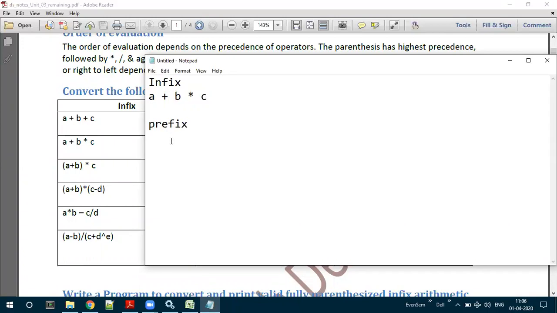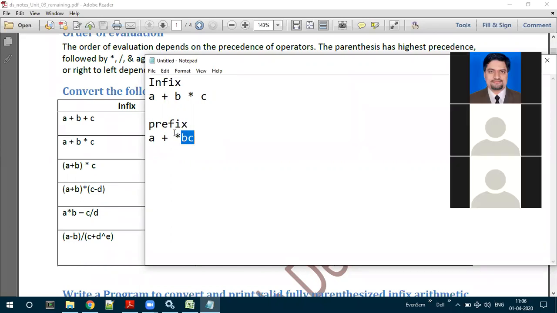That means I will be writing first A as it is, then plus as it is, then this B into C will be converted to prefix as star BC. So you may notice here that B into C is converted into prefix form, wherein the operator is written first followed by its two operands. So this is the first step of the solution. In the second step we have the operator addition. For this particular addition, there are two operands. The first operand is what? A, and the second operand is what? Star BC.